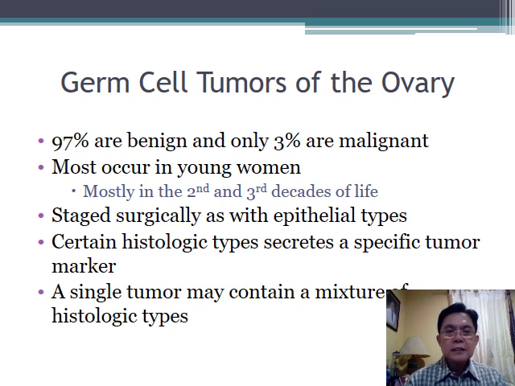Again, emphasizing that germ cell tumors are also staged surgically, the same as epithelial ovarian cancer. And there are certain histologic types that secrete two specific tumor markers, which I have already mentioned, I guess. That is alpha-fetoprotein or beta-HCG. These are markers for germ cell tumors. A single tumor may contain a mixture of different types of germ cell tumors of the ovary.